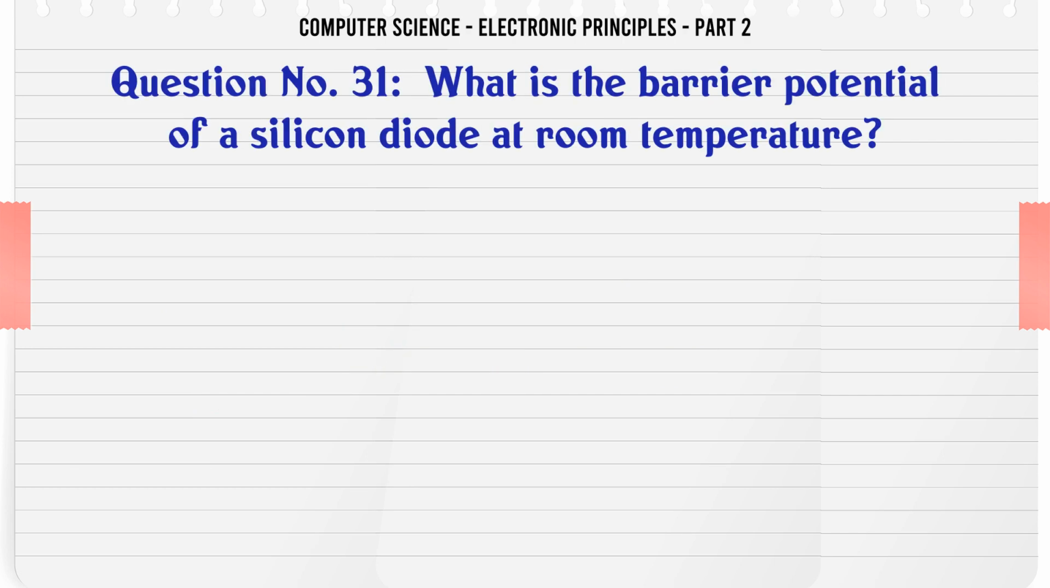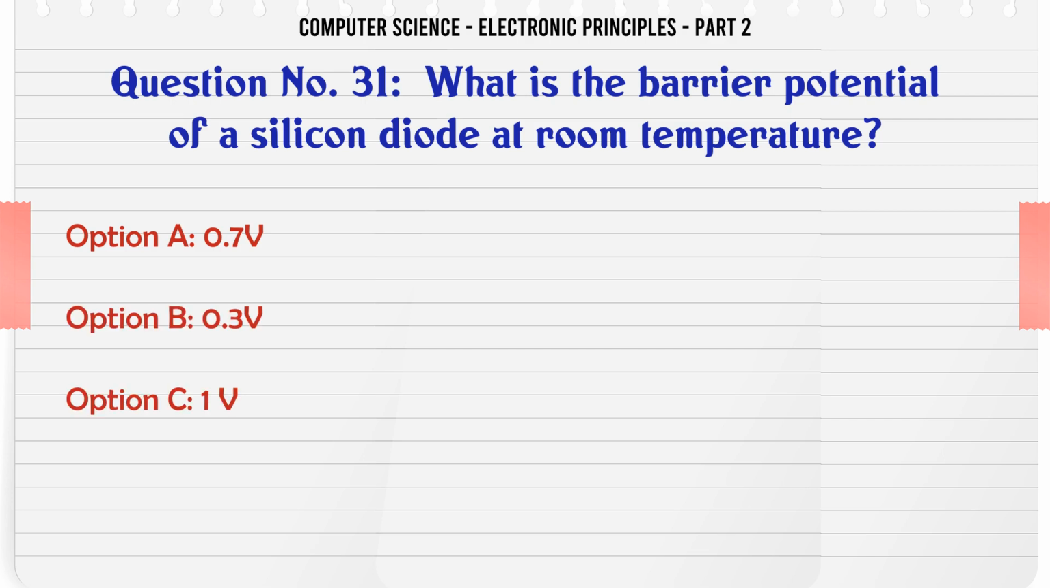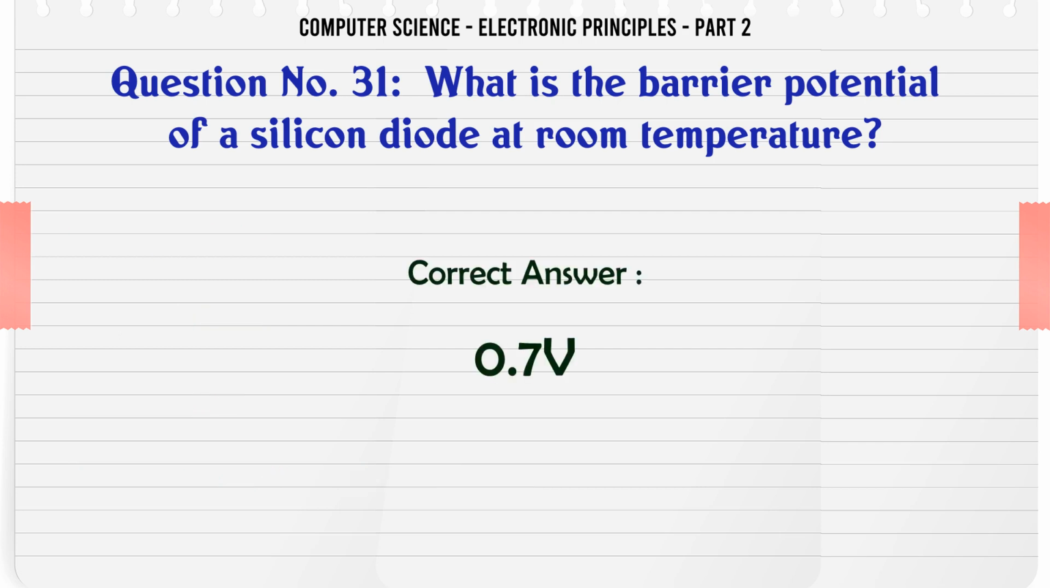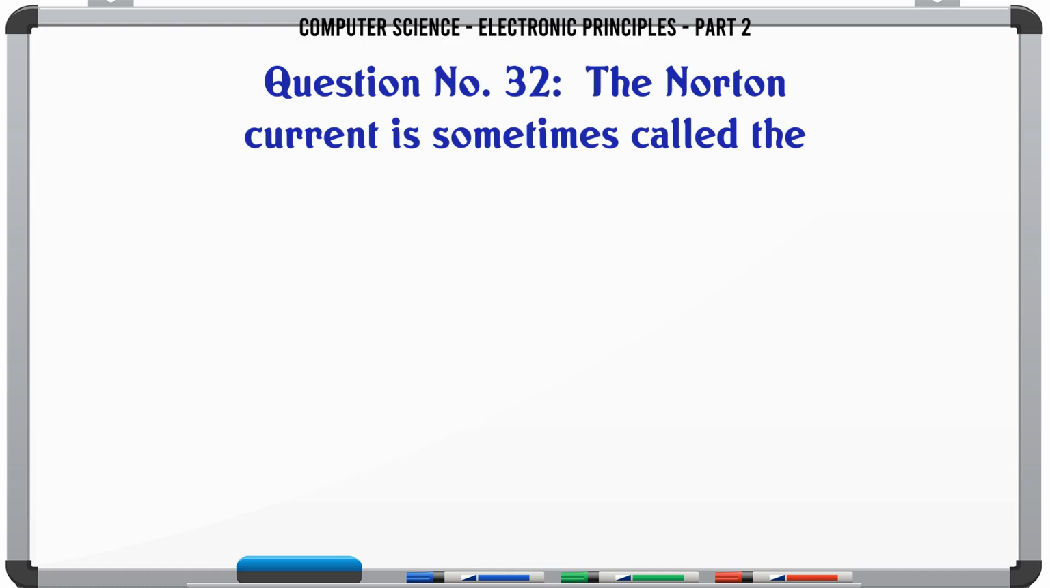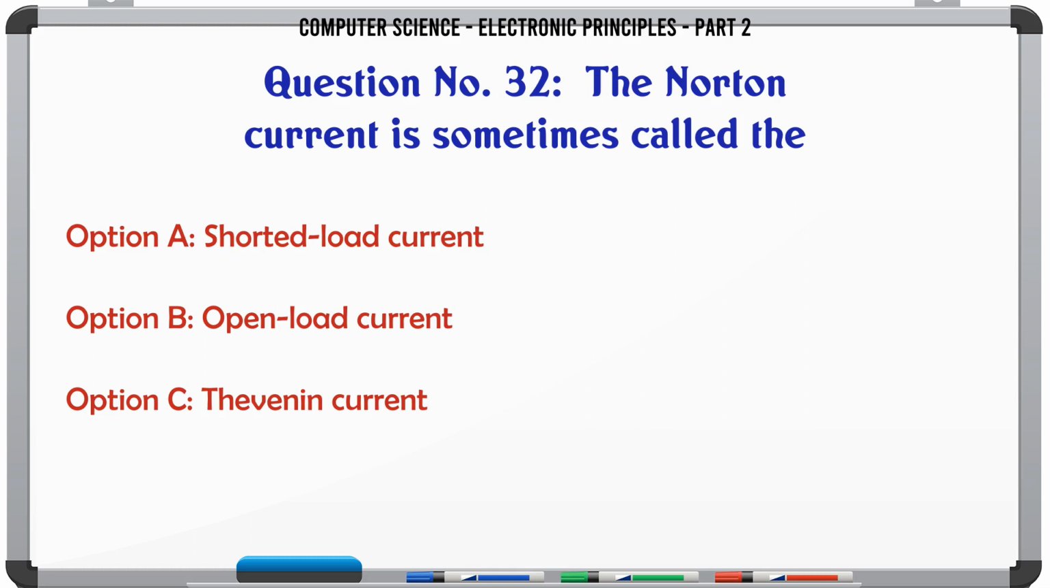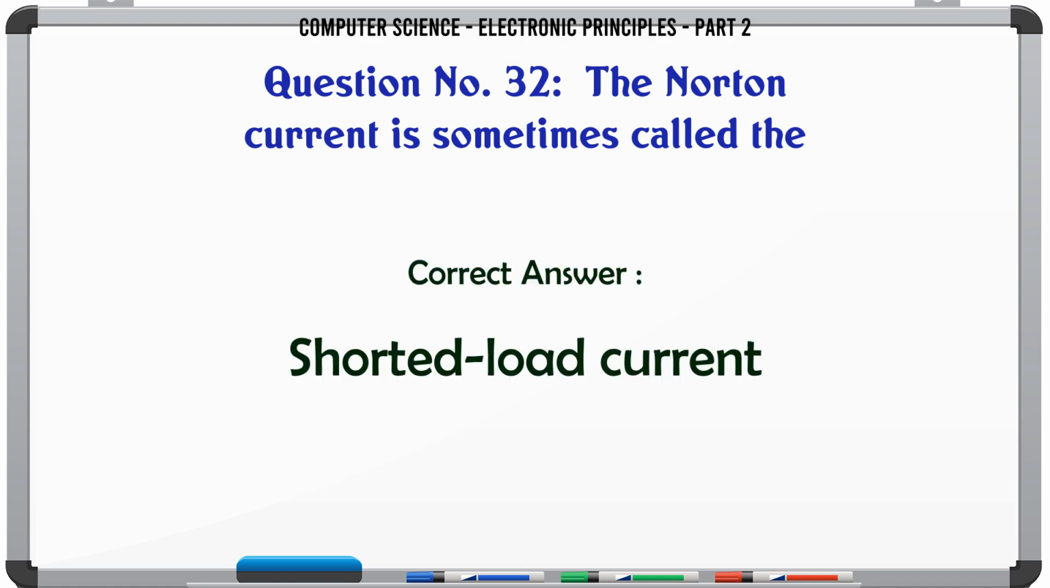What is the barrier potential of a silicon diode at room temperature? A. 0.7 V, B. 0.3 V, C. 1 V, D. 2 mV per degree Celsius. The correct answer is 0.7 V. The Norton current is sometimes called the: A. shorted load current, B. open load current, C. Thevenin current, D. Thevenin voltage. The correct answer is shorted load current.